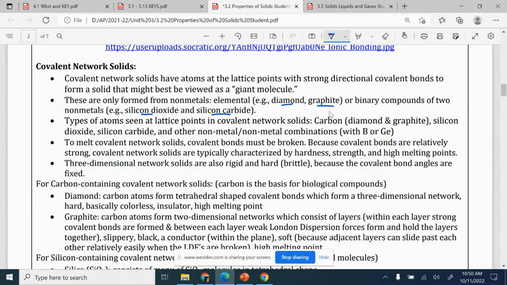To melt these covalent network solids, the covalent bonds have to be broken. Covalent bonds are pretty strong, and so typically they're going to be hard and have very high melting points. The three-dimensional network solids are very rigid and brittle because the covalent angles are fixed. That's why they're able to take diamonds and cut them down into smaller diamonds. They call those fracture lines. So they're able to find where these lines are, and then they can break it on those. And the really good diamond experts are able to craft these into nice-looking things. We watched a video on it.